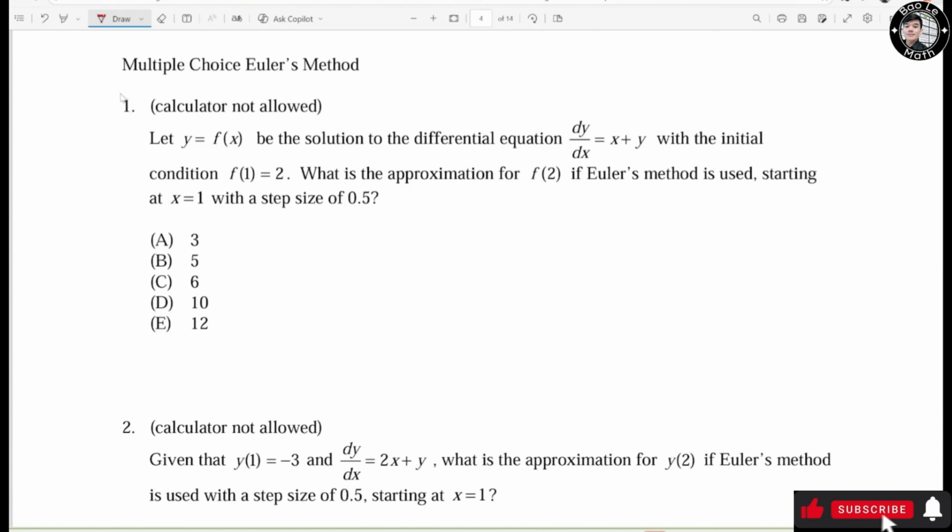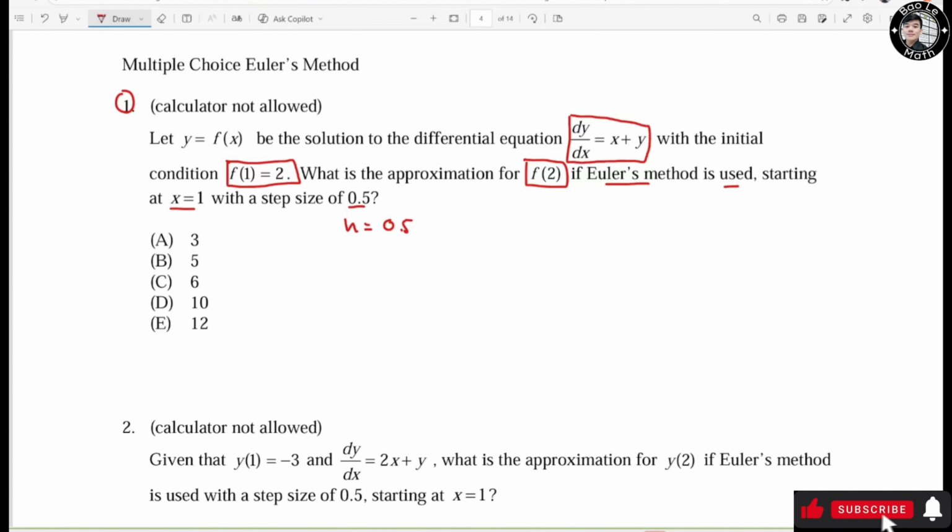Now let's move on to question 1. Let y equals f(x) be the solution to the differential equation dy over dx equals x plus y with the initial condition f of 1 equals 2. What is the approximation for f of 2 if Euler's method is used starting at x equals 1 with step size h equals 0.5, right?